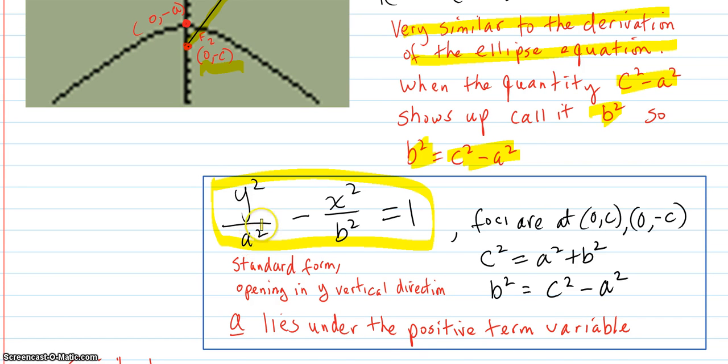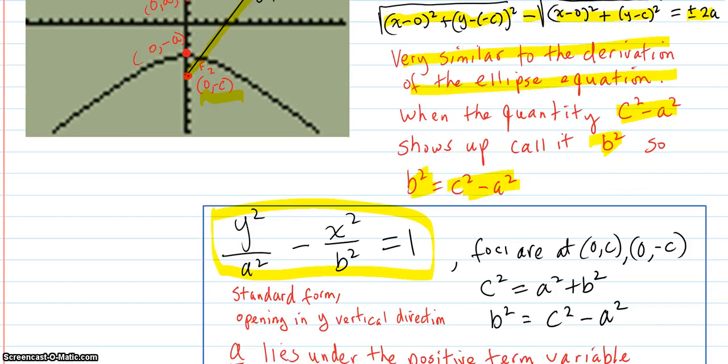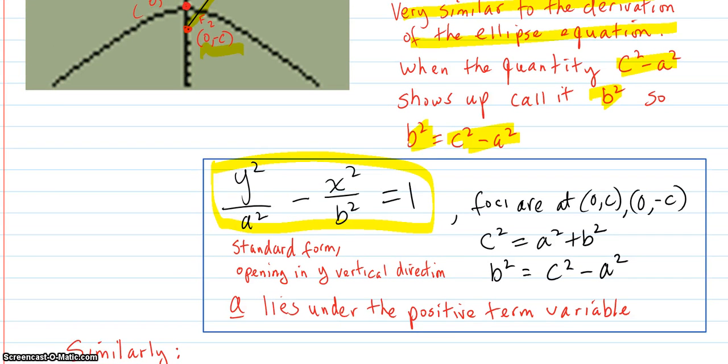The a, which is the distance from the center to the vertex in the opening direction, the a lies under the positive term variable. Always, in any of the forms, a lies under the positive term variable. A could be less than b, or greater than b, or equal to b. It can be any of those, but a lies under the positive term, and the positive term is the y in this case.